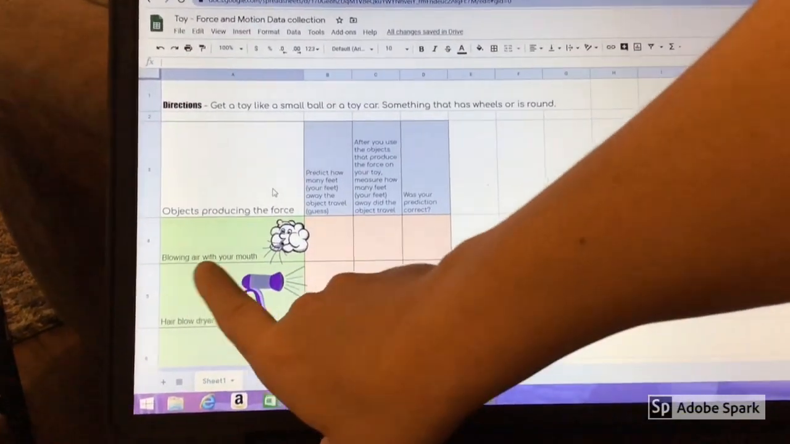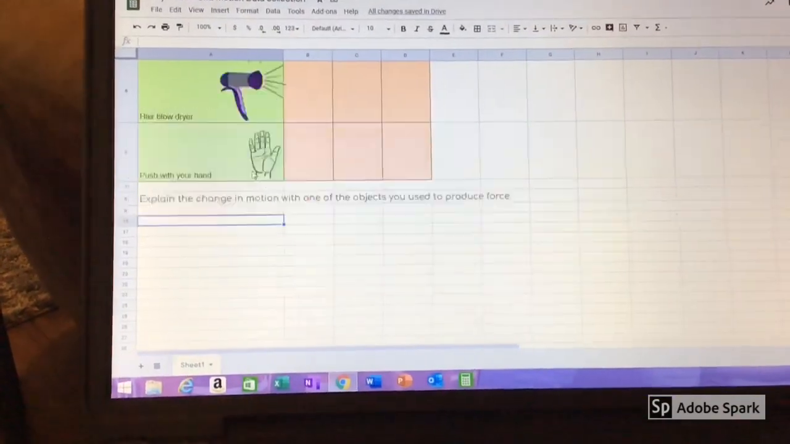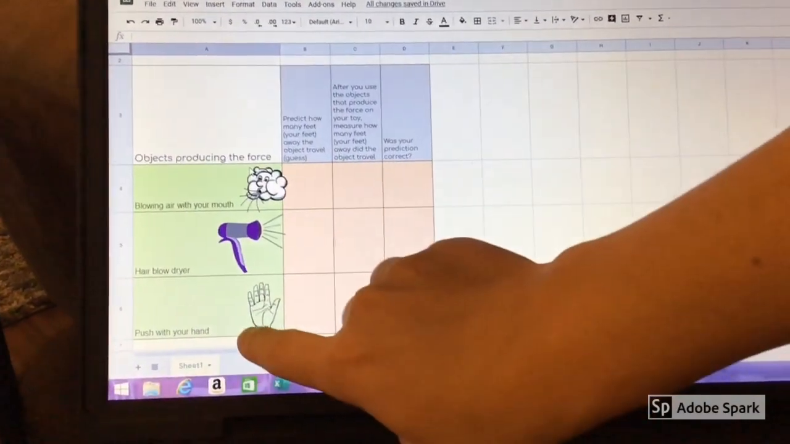Objects producing the force. We're going to use blowing air from our mouth, a hair blow dryer, hopefully you have one, and using our hand to push the ball.